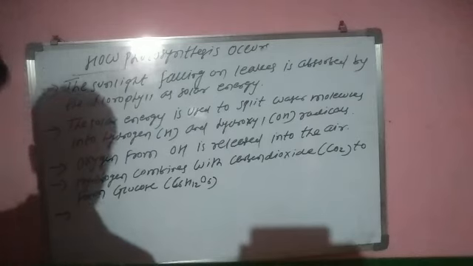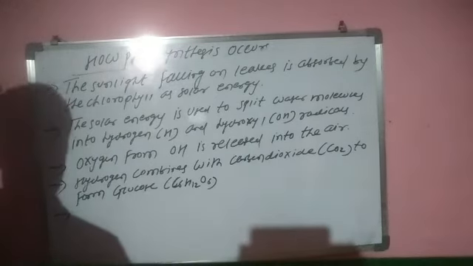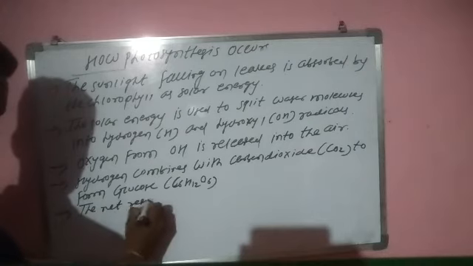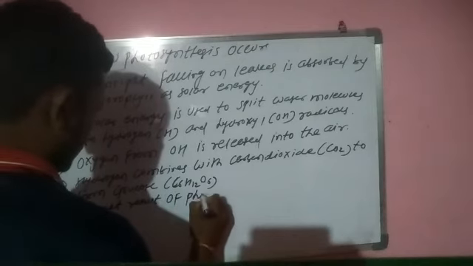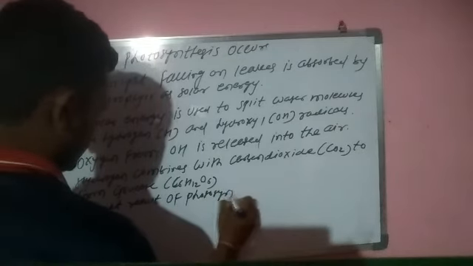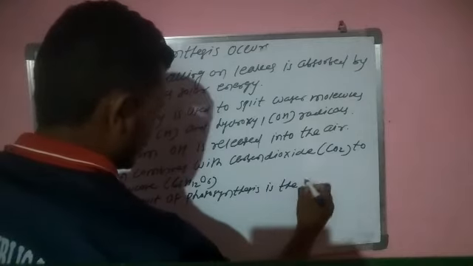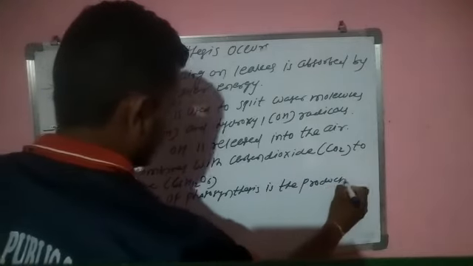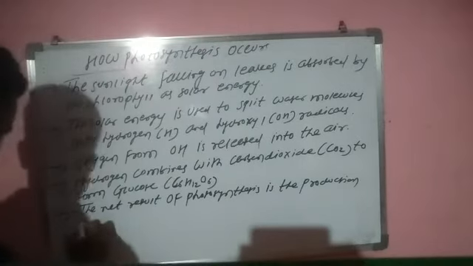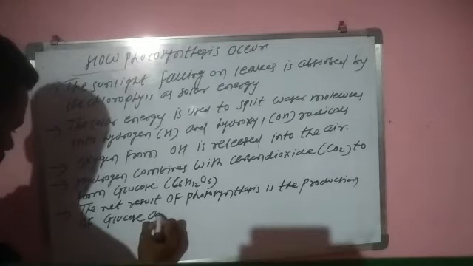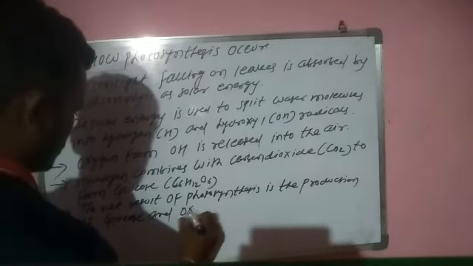The net result of photosynthesis is the production of glucose and oxygen.